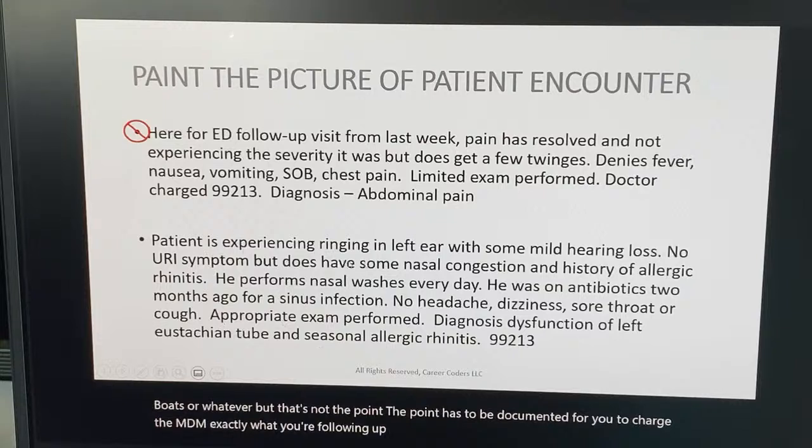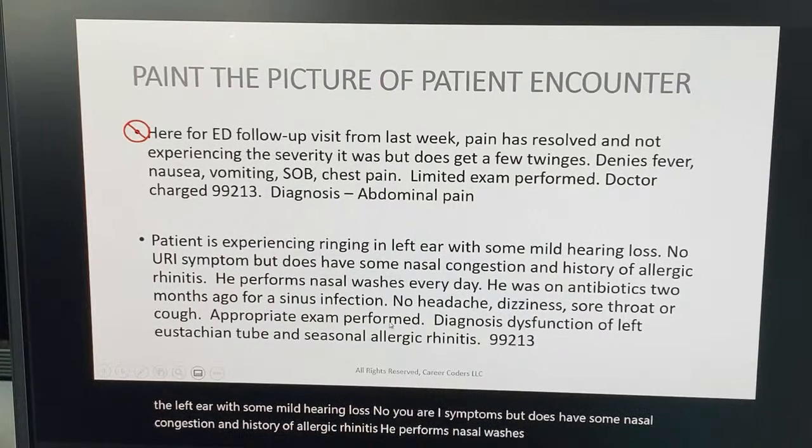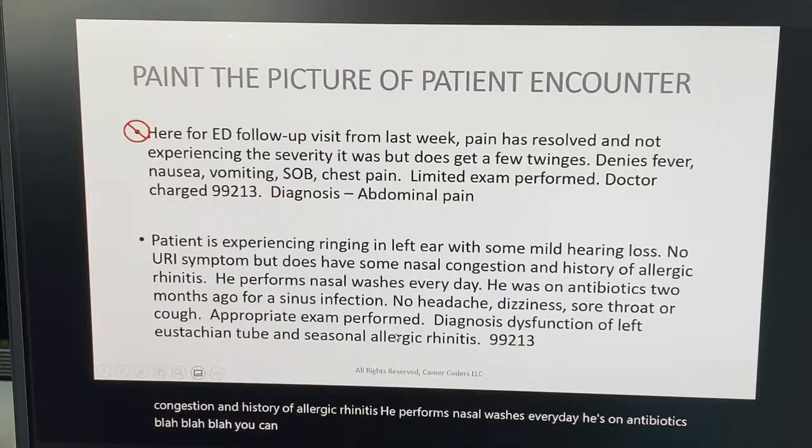Here's one: the patient has experienced ringing in the left ear with some mild hearing loss, no URI symptoms, but does have some nasal congestion and a history of allergic rhinitis. He performs nasal washes every day, he's on antibiotics, and so on. You can see he's giving us a full picture of exactly everything that's going on with this patient.